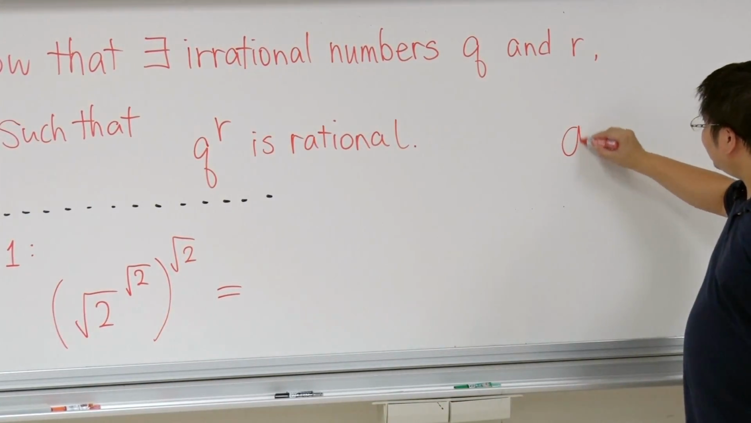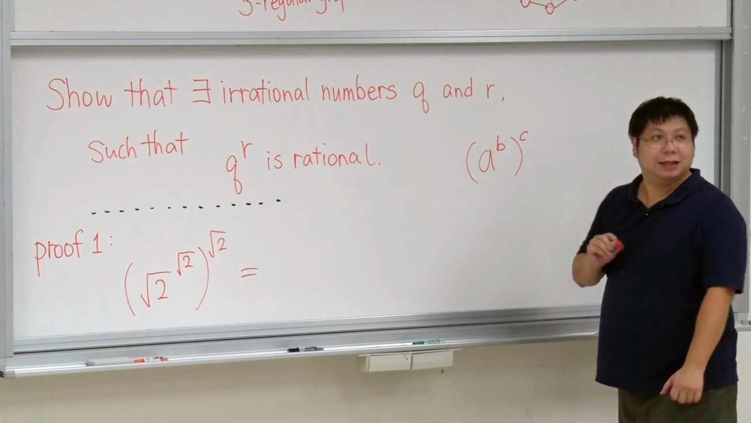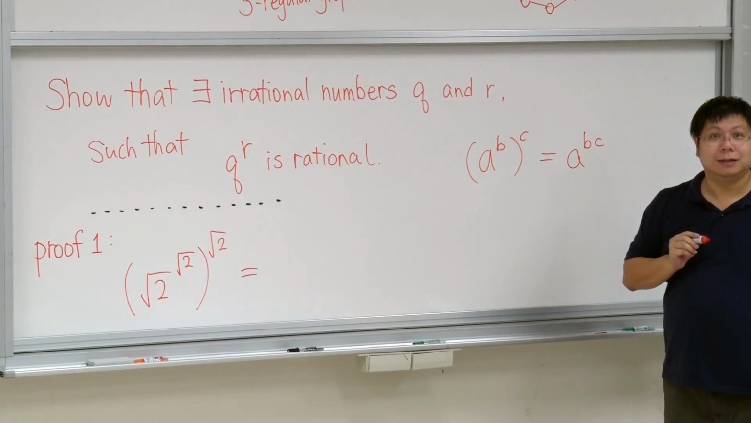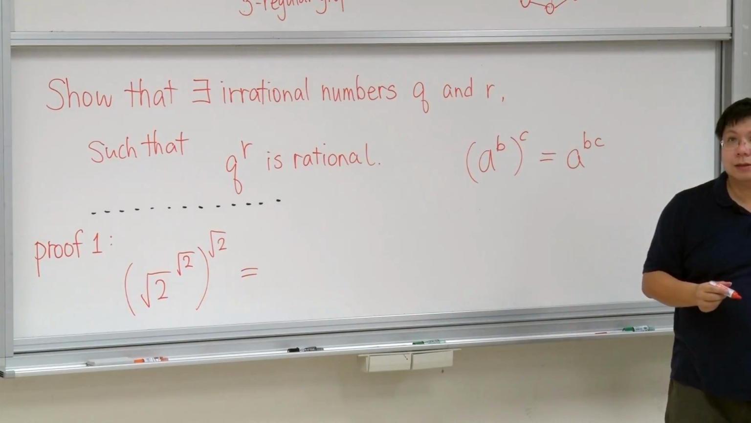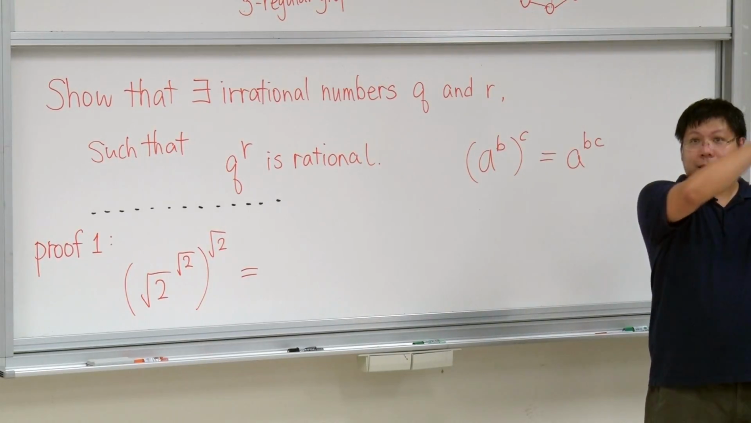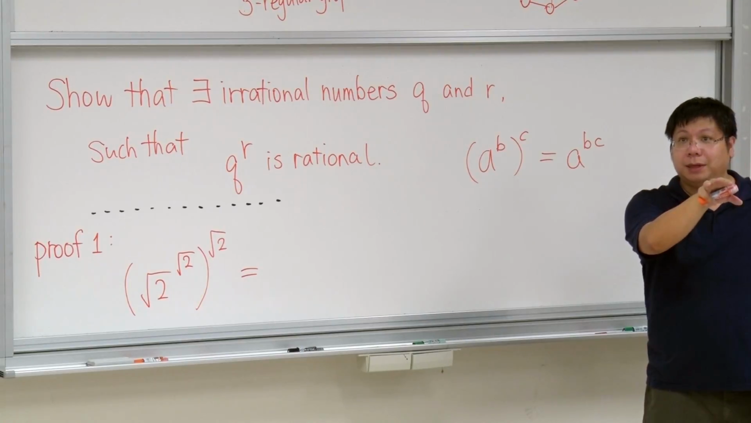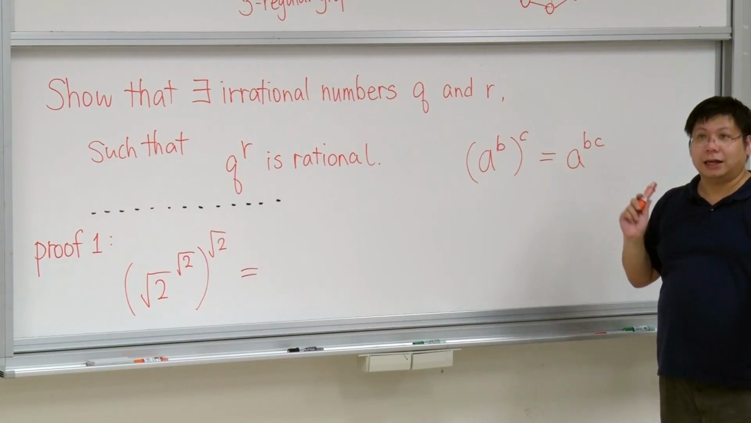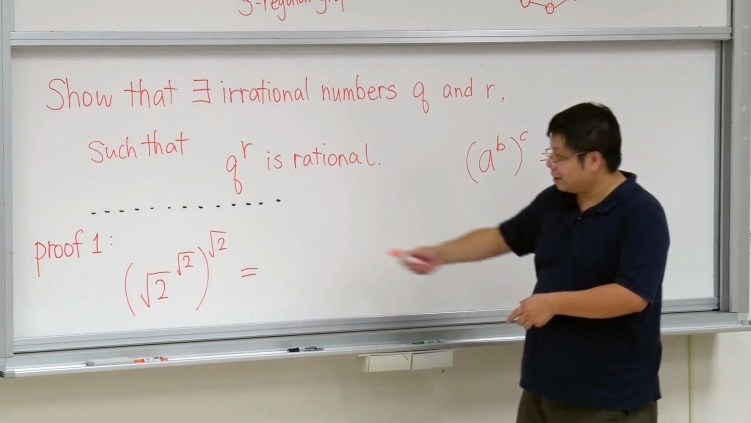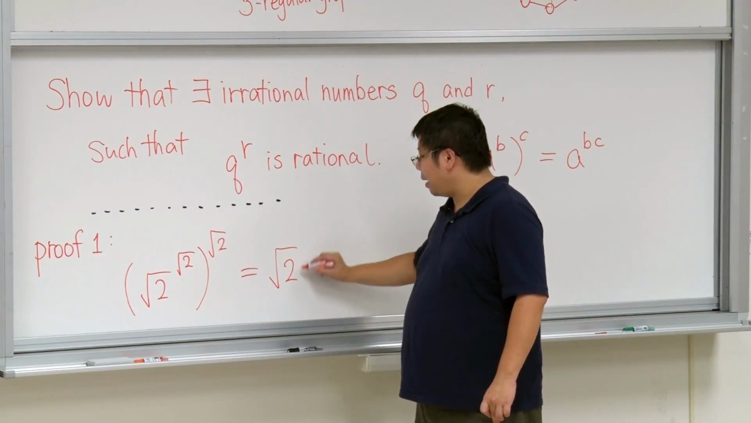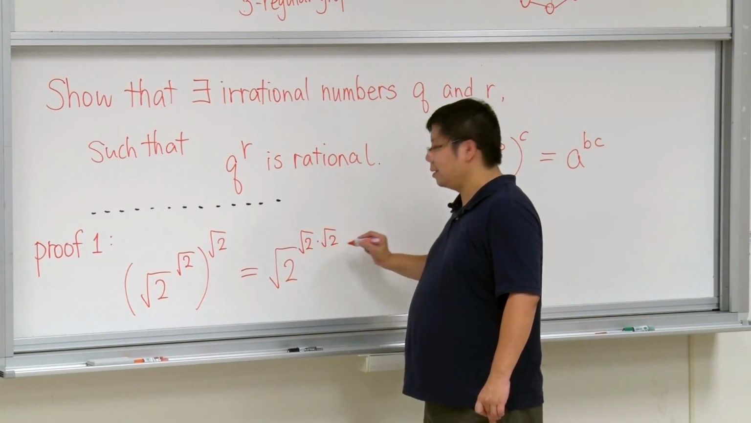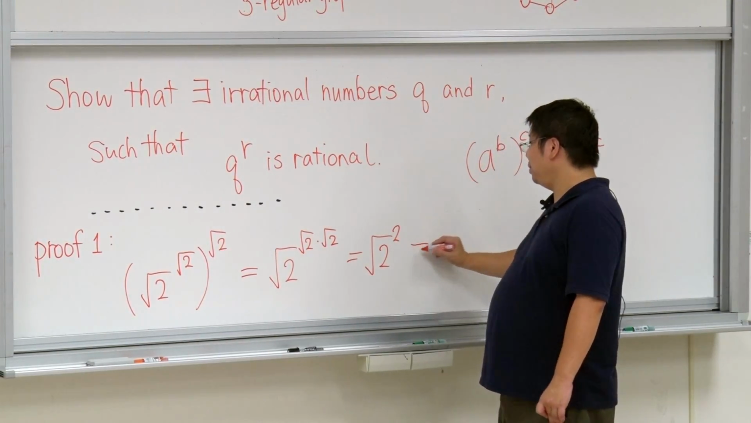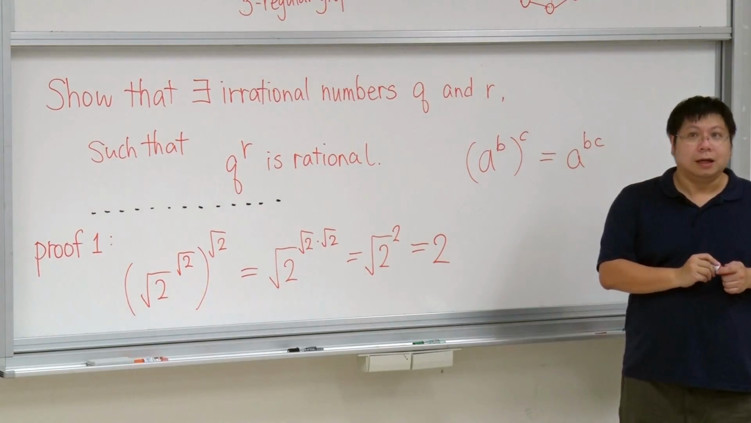If you have a number a to the power b to the power c, this is actually equal to a to the power bc. Let's say c is 2, so you just have a to the power b 2 times, so you get a to the power b plus b, so a to the power 2b. In general, a to the power b, this number to the power c, is just a to the power bc. So here, this is equal to square root 2 to the power square root 2 times square root 2, and this is equal to square root 2 to the power 2, which is 2. Good.